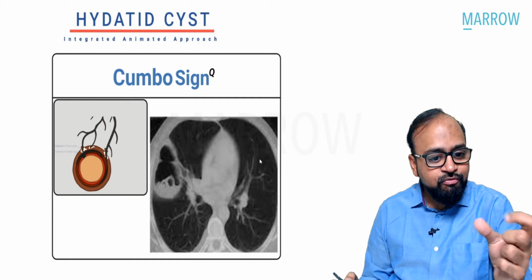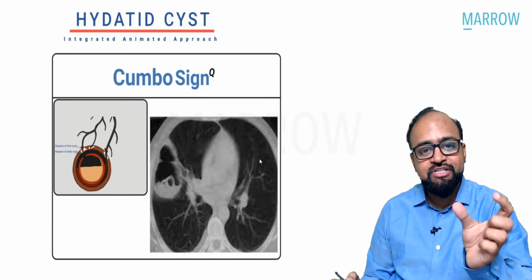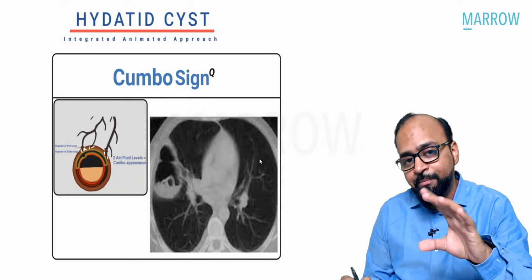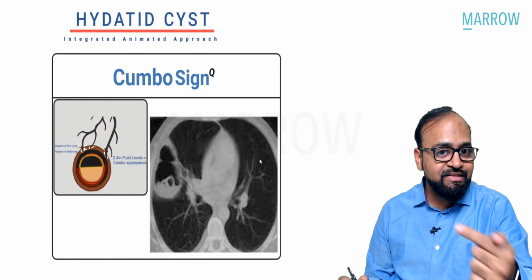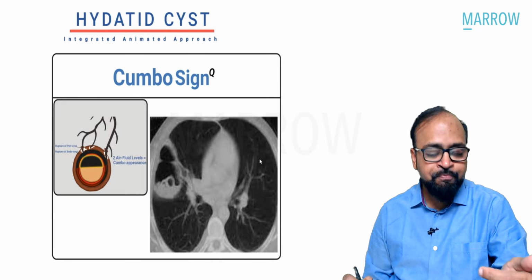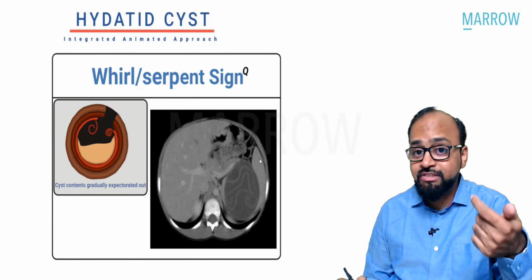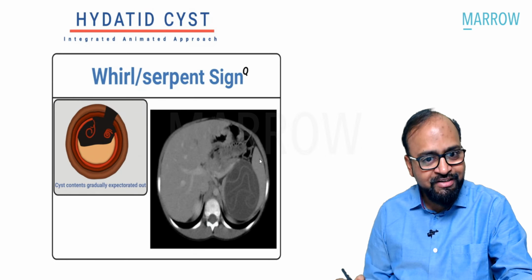When there are two air fluid levels, one outside, one within the lumen of the cyst, it is called the cumbo sign. You can see membranes floating inside the cyst, right? When you see whorls of membranes floating within the cyst, this is what is called the whorl sign or serpent sign of hydatid cyst.